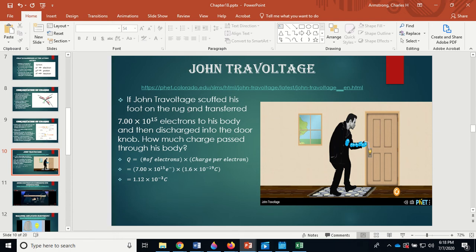Okay, John Travoltage scuffed his foot on the rug and transferred 7 times 10 to the 15 electrons to his body, and then discharged into the door. How much charge passed through his body? Okay, so Q, the amount of charge that passed through his body, is the number of electrons times the charge per electron. So you get 7 times 10 to the 15th electrons total. Each electron is, I dropped the minus sign here, but it should probably be minus 1.6 times 10 to the minus 19 coulombs, so for a total of 1.12 times 10 to the minus 3 coulombs of charge that would have passed through John Travoltage's body.